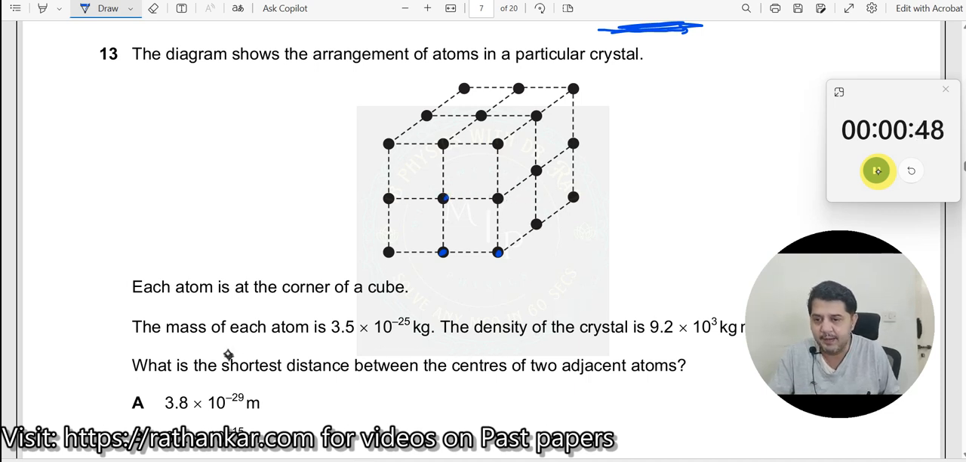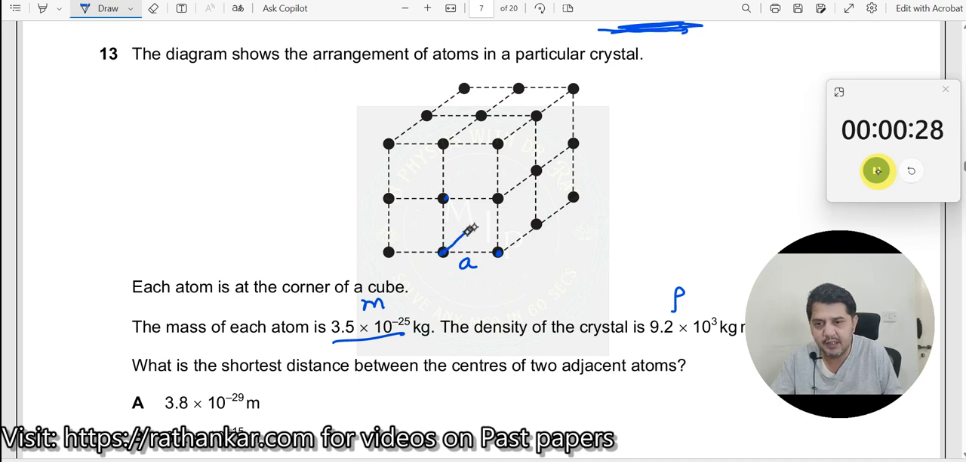The mass of each atom is 3.5 into 10 power minus 25 kg. Mass is given here. The density of the crystal is 9.2 into 10 power 3 kg per meter cube. Density is given. What is the shortest distance between the centers of two adjacent atoms? What is the distance over here? Now, what you need to know is, so many people make a mistake over here.